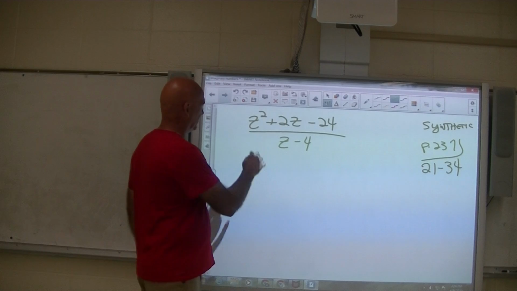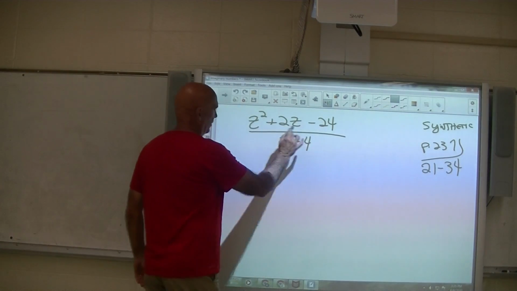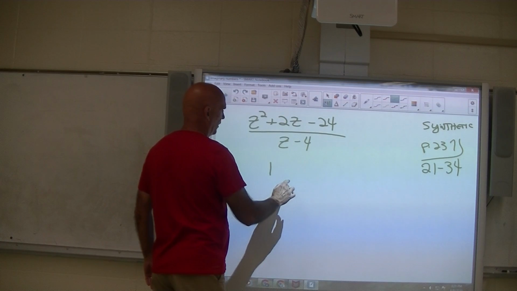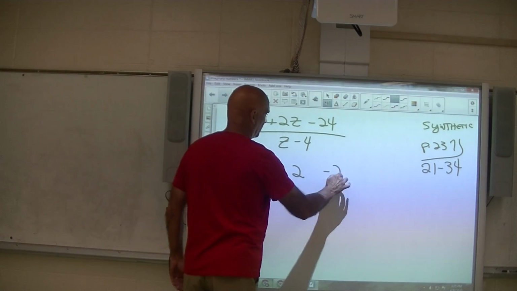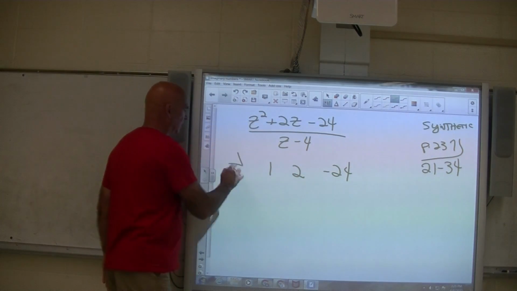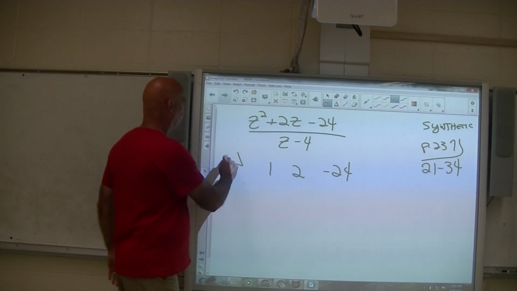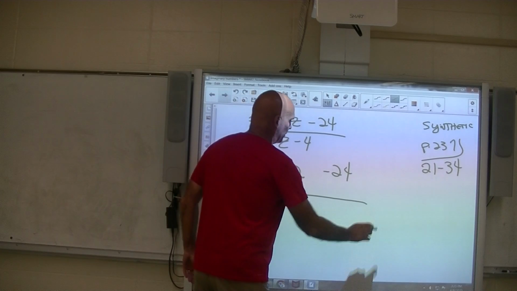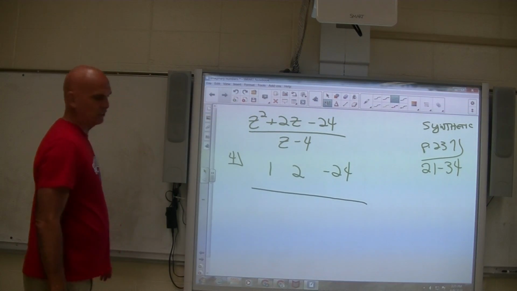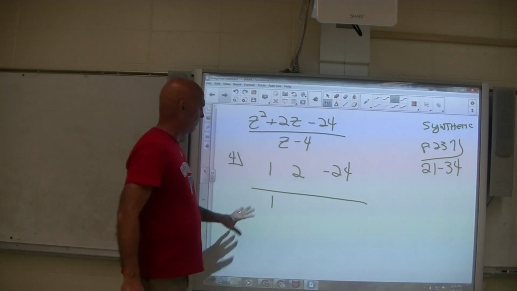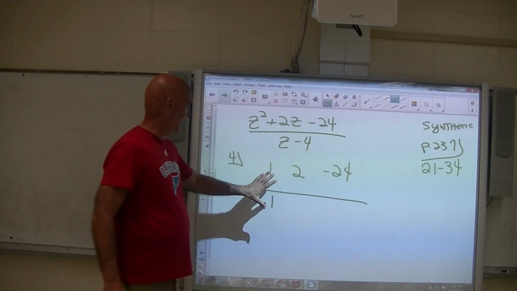So what is synthetic division? It's the coefficients of this thing up here that you're dividing into, 1z squared plus 2z minus 24. So write those numbers down like this. And then if you're dividing by z minus 4, put a positive 4 in this little box over here. And then let me show you what to do next, okay? The first thing you do is you bring down the 1. Whatever number is right here, you bring that down just like that, okay?